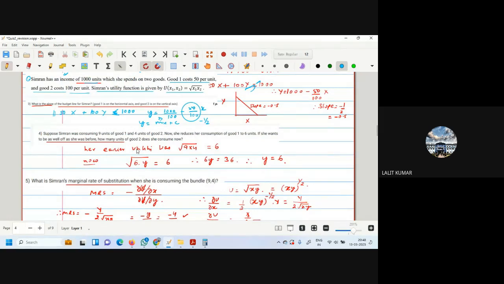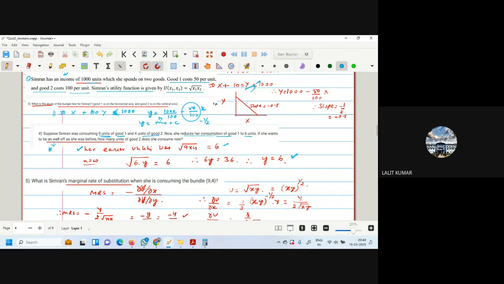Now, second, suppose Simran was consuming 9 units of X and 4 of Y earlier. Now she reduces her consumption of X to 6. If she wants to be as well off as she was before, how many units of good 2 does she consume now? Her earlier utility was root of 9 into 4, which is 6, because her utility function has been given. To maintain the same utility, root of 6y should also be equal to 6. So from here we get y equals 6.